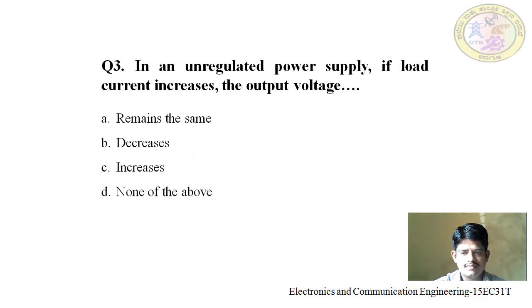Third one. In an unregulated power supply, if load current increases, the output voltage dash. It is asking, whenever the load current increases, what happens to the output voltage? Will it increase, decrease, or remain the same? The first option is remains same. Second option decreases. Third option increases. Fourth option is none of the above. Think which one is the correct answer.